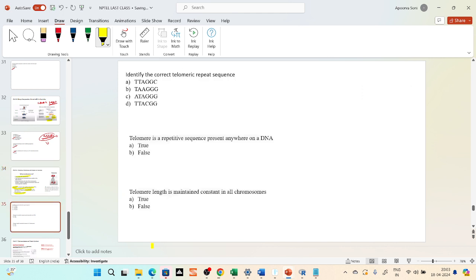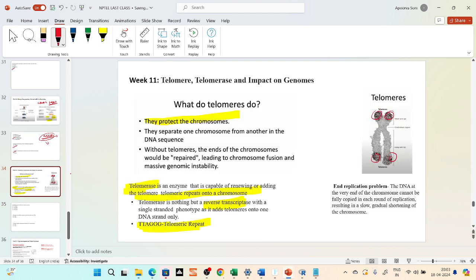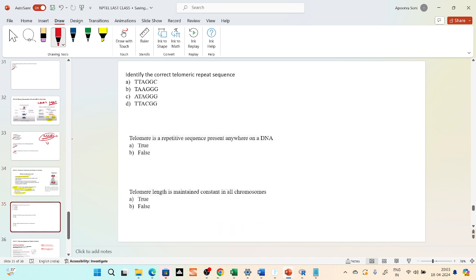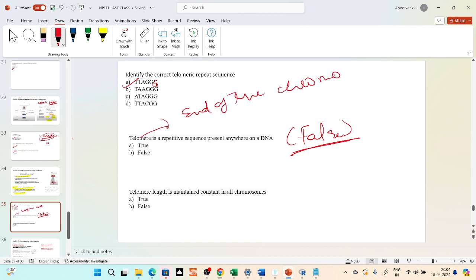Then, the question is, identify the correct telomeric repeat sequence. We just see here TTAGGG. That means TTA, and here it will be G. TTAGGG. So if there it is G, this is the correct answer. Then, telomere is a repetitive sequence present anywhere on the DNA. True or false? It is false. Why? Because telomeres are always present at the end of the chromosome and not anywhere in the chromosome.